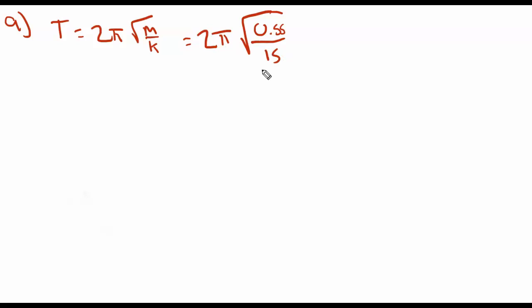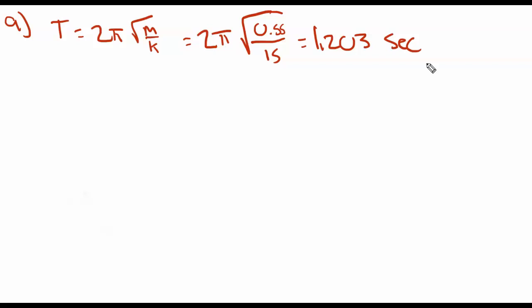In your calculator, keep in mind that the square root is over the m and the k, so what you want to do is m divided by k and then make sure to square root that number. So I'm doing 0.55 divided by 15, square root that number, multiply by 2, multiply by pi. Okay, and if you do that correctly, you should get the period is equal to 1.203 seconds.